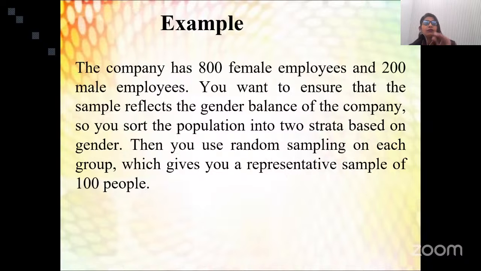Here we have to use a sample which represents the entire population. So if I have to pick 100 samples, I have to pick 80 females and 20 males. Out of the female strata, I'll randomly pick 80 respondents, and from the male strata, I'll pick 20 respondents. In totality, it is 100.